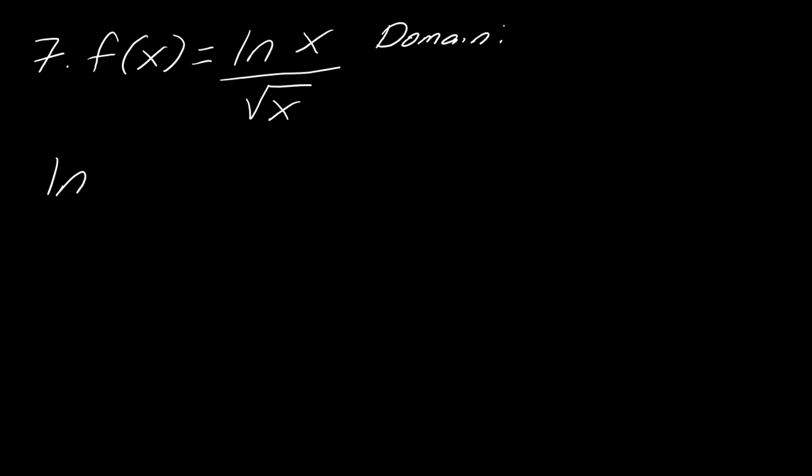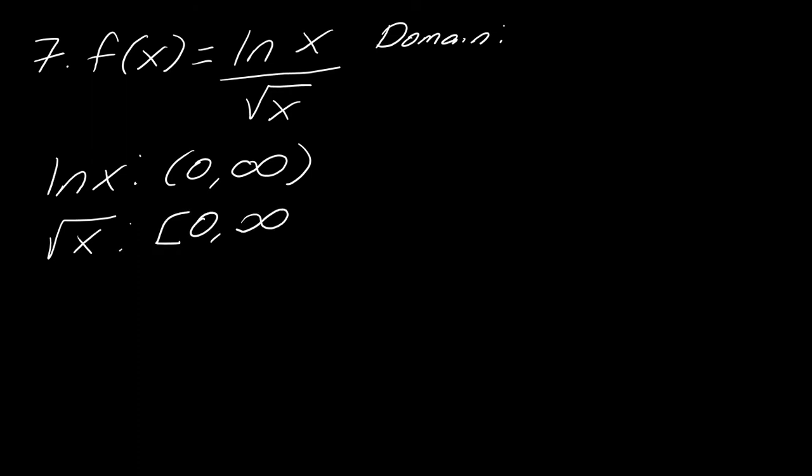So just as a reminder, the domain of the natural log of x goes from 0 to positive infinity, and then the domain for the square root of x goes from 0 to infinity. So you really want to take the intersection of these two domains. So in this case, my domain is going to go from 0 to infinity. We can't include 0 because while I could include it here, I can't include it here. So hopefully that makes sense.